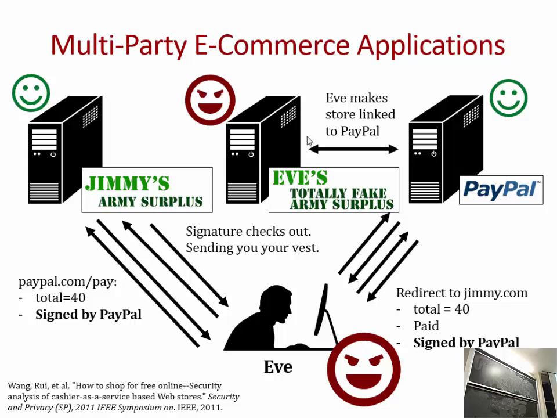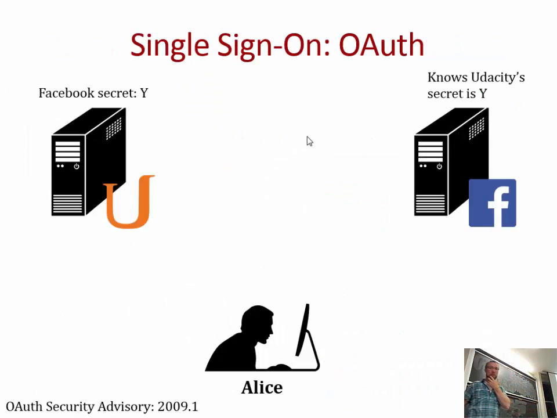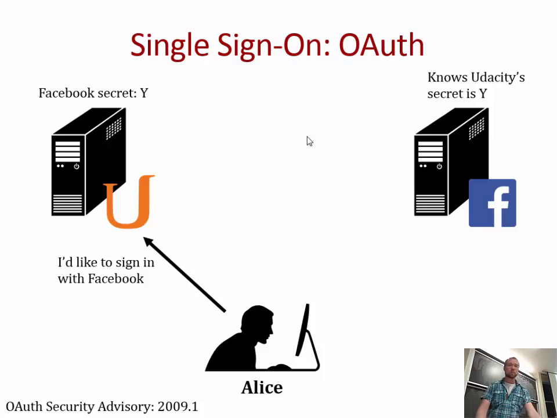It's really a tough game. You really have to read up on doing all this correctly. There's so many potential attacks you can hit. $40 ends up at Eve, right? So here's single sign-on and open authentication. Let's see if we can go through this in time. Okay, so I'd like to sign on to Udacity with Facebook. Let's just go through this example over here.